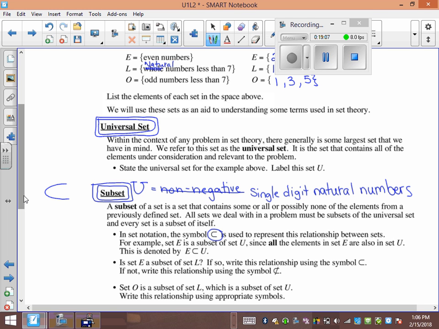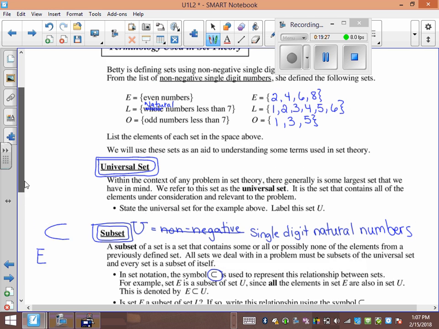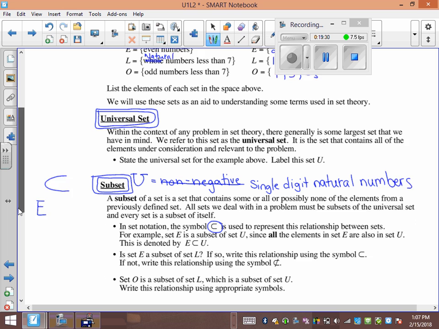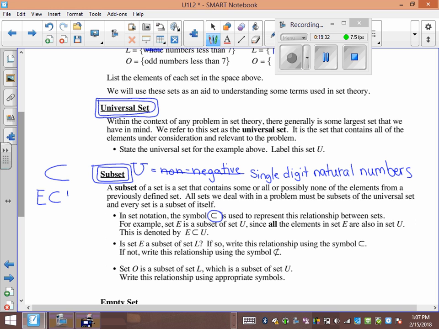What this means, a subset of a set is the set that contains some or all, or possibly none, of the elements from a previously defined set. All sets we deal with in a problem must be subsets of the universal set. Okay, what does that mean? All that means is if I say E, because we have a set E, right? E are the even numbers. So say I say E is a subset of U. In order for that to be true, everything in E must be in U. Is it?